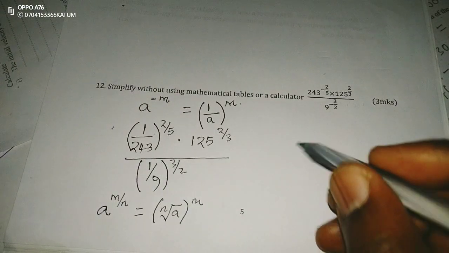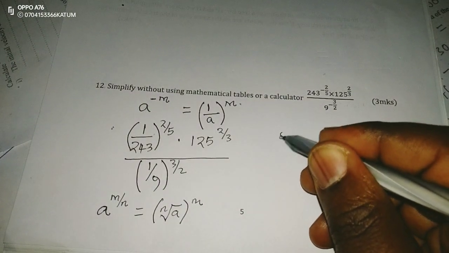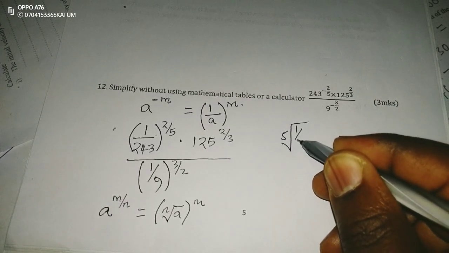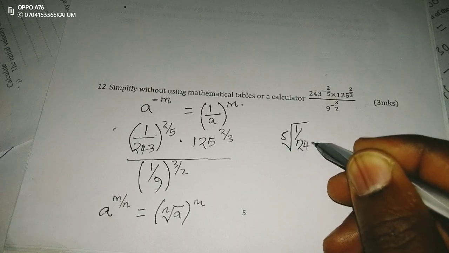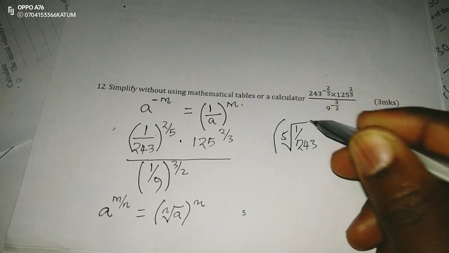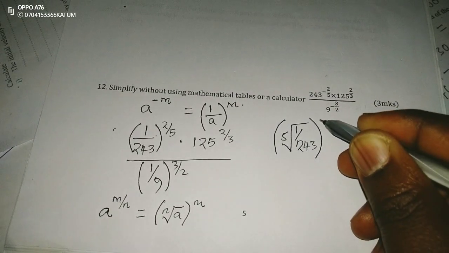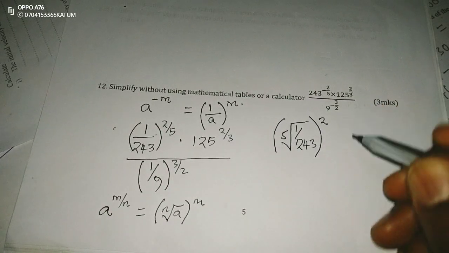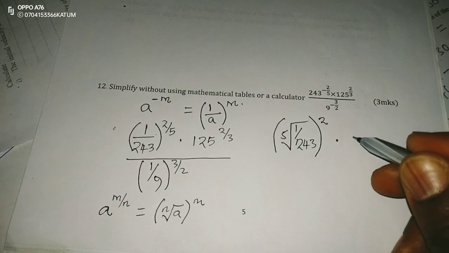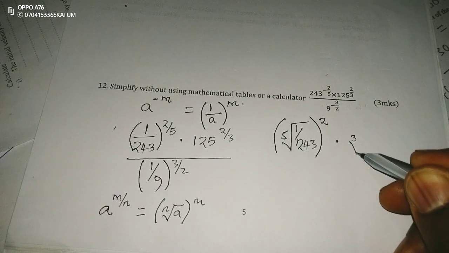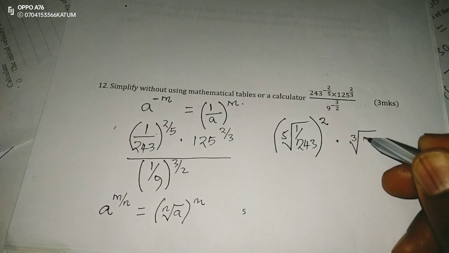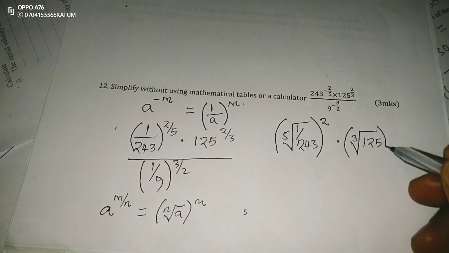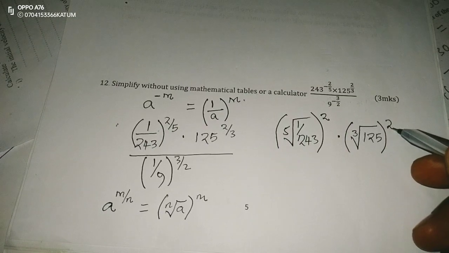root of everything here, the fifth root of 1 out of 243, then everything at that point will have to be squared. Fifth root, then I square, sorry. Then in the next, I will take the third root of 125. Then again, at that point, I'll square.